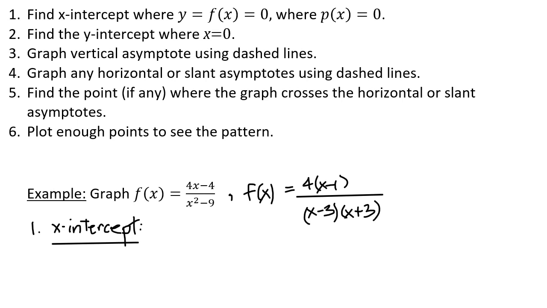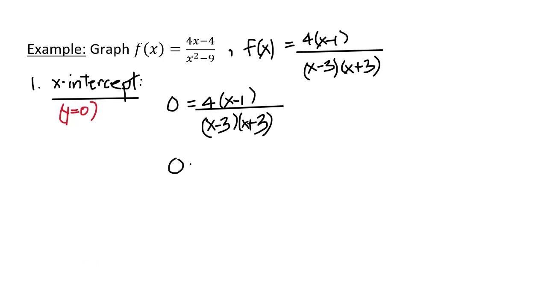To find the x-intercept, that is always the point where y equals 0. I'm going to solve the equation 0 equals 4 times x minus 1 all over x minus 3 multiplied by x plus 3. If I multiply both sides of this equation by the denominator, I'll see that I actually have to solve 0 equals 4 times x minus 1. Divide both sides by 4, I'm going to end up with x minus 1 equals 0, or x equals 1. So the point that is the x-intercept is the point 1, 0.